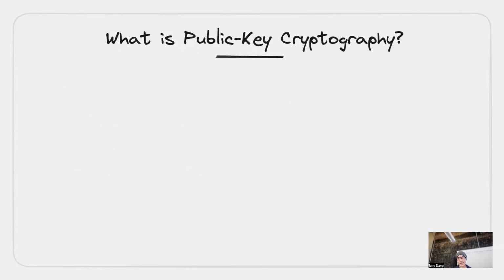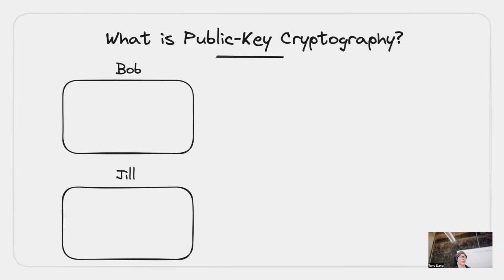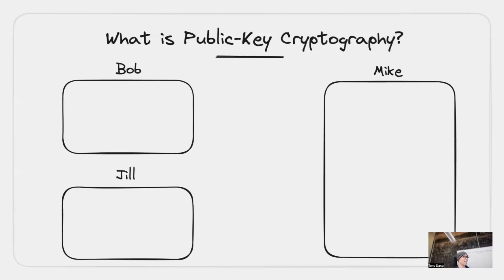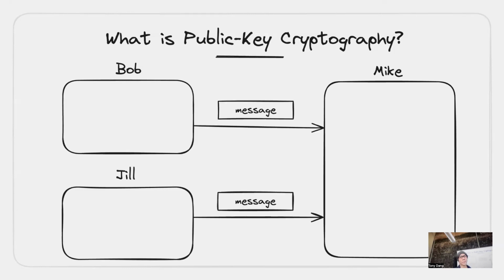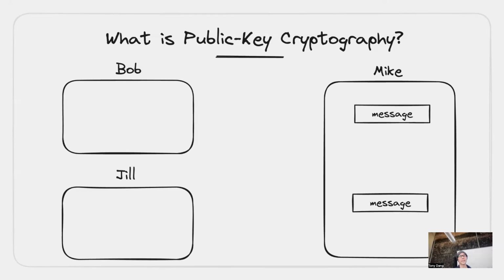So imagine you have three people, Bob, Jill, and Mike. What Bob and Jill would like to do is send a message to Mike. So let's say they both send a message and Mike receives this message. But then there's a little problem. It turns out that Bob and Jill both forgot to sign their message. So when Mike gets a message, he doesn't know which message came from whom. So how do we solve this, right?